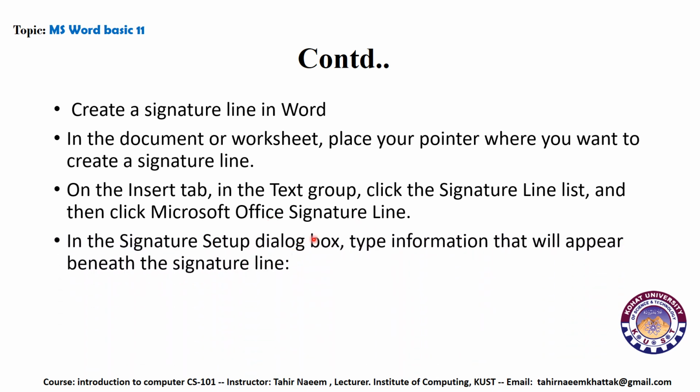In the Signature Setup dialog box, type the information that will appear beneath the signature line. So basically, whenever we click on the Office signature line, a dialog box will open up, and it will require different information to be entered so that it will be displayed.